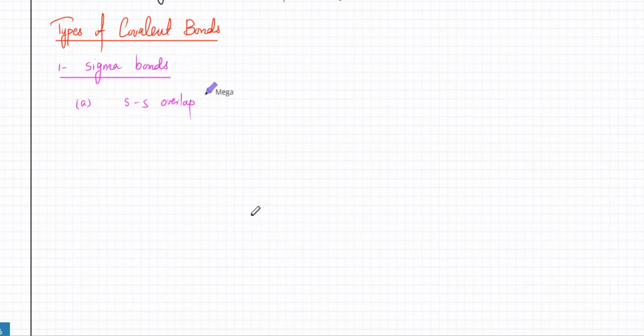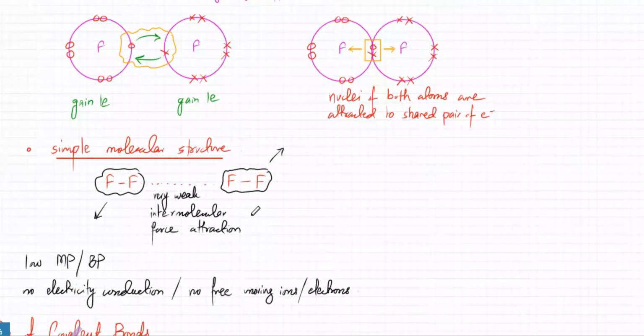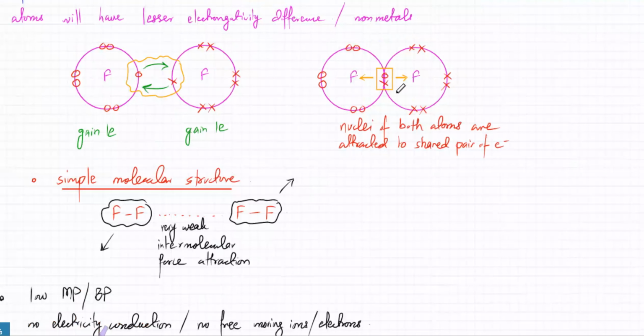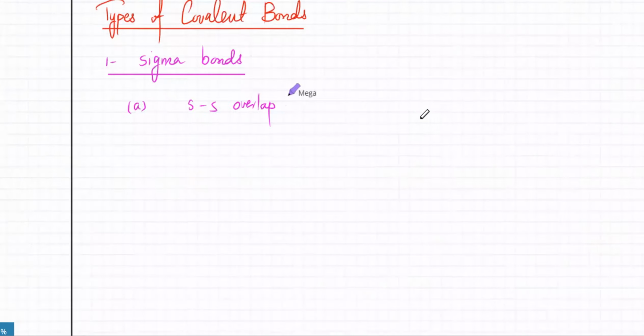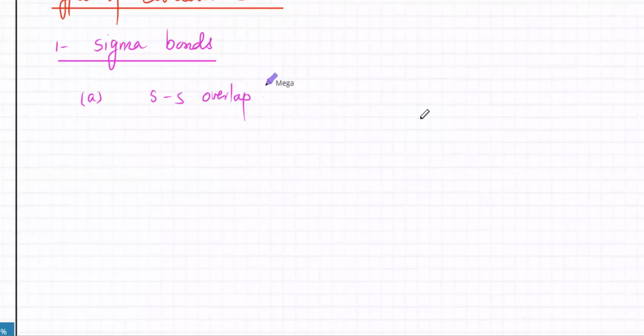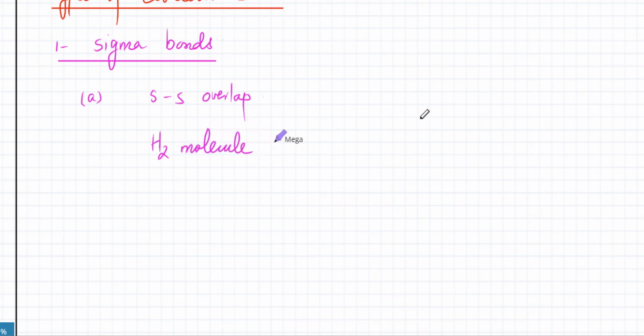Remember, previously we had discussed that this is not a very good model of an atom. This is just a very overly simplistic description of what an atom looks like. So let's talk about sigma bonds. Let's talk about the s and s overlap and do this with an example. So I have an H2 molecule.